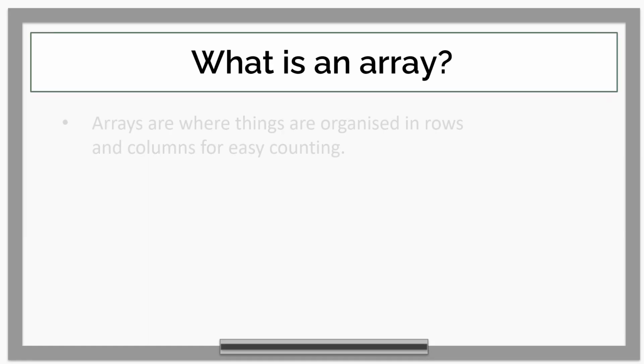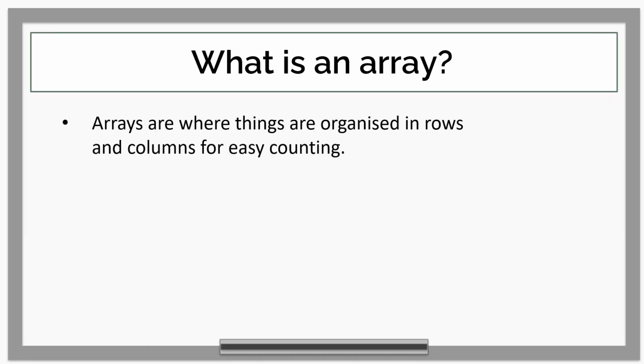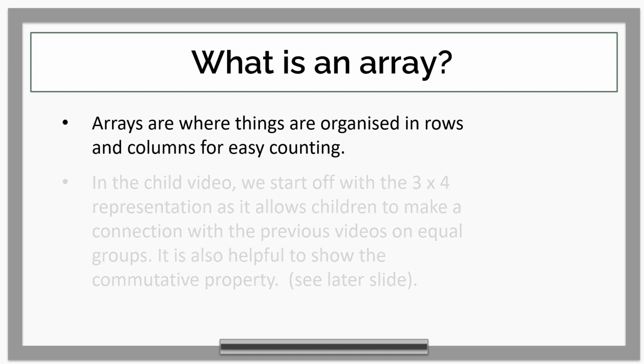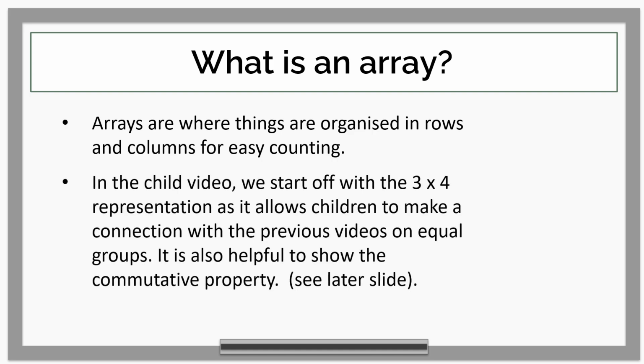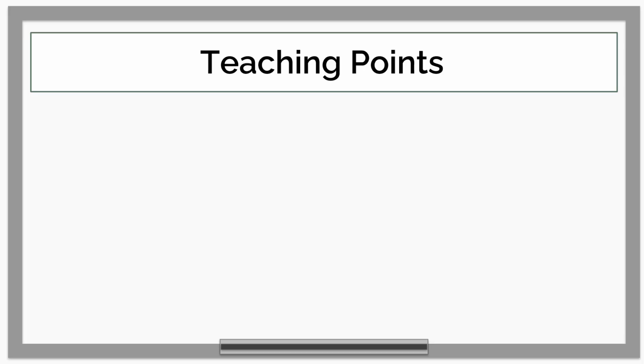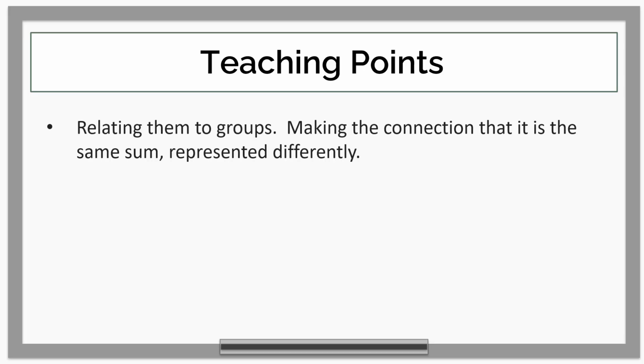So what is an array? Arrays are where things are organized in rows and columns for easy counting. In the child video, the first part, we start off with a 3x4 representation, like this one, as it allows children to make a connection with the previous videos on equal groups. It is also very helpful to show the commutative property. See the later slide.